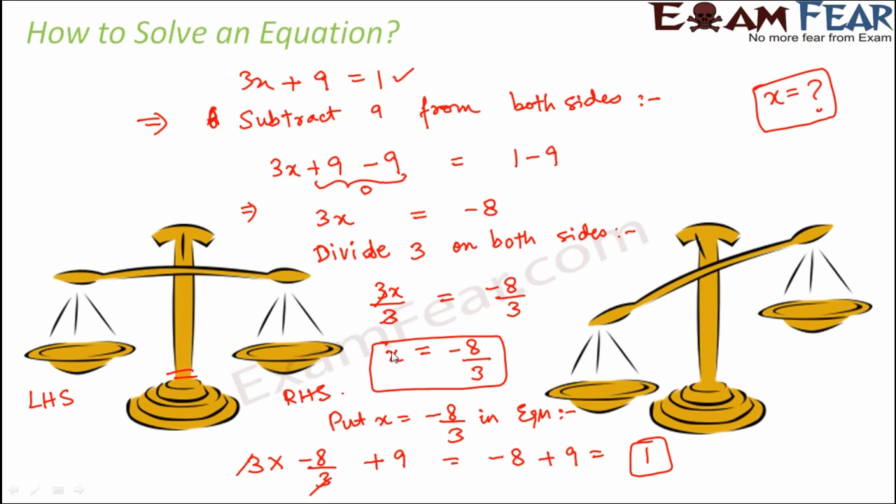The only point you need to remember is whatever operation you perform on one side, you need to perform it on the other side also, because at any point in time, left hand side should be equal to right hand side. And when left hand side and right hand side is equal, we say that the equation is balanced. So the balance is maintained.